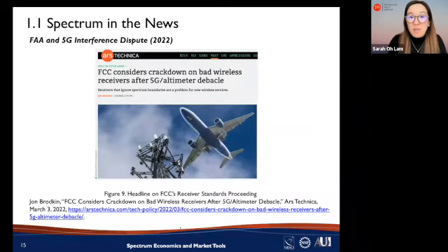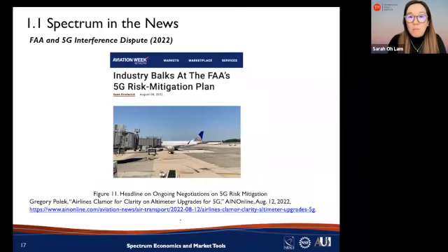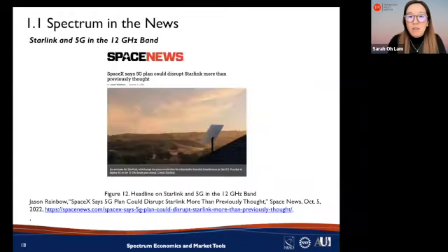So here you can see in March of this year, 2022, there's still talk about how to upgrade receivers to handle this boundary issue. And even in August, the summer of 2022, the parties are still asking for clarity on who's responsible for altimeter upgrades in the planes. And then industry balks at the FAA's 5G risk mitigation plan. They're not happy with that yet.